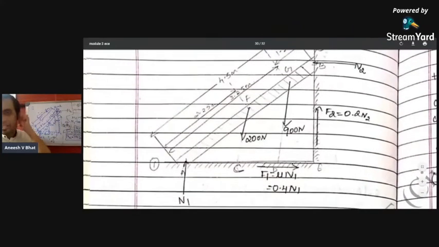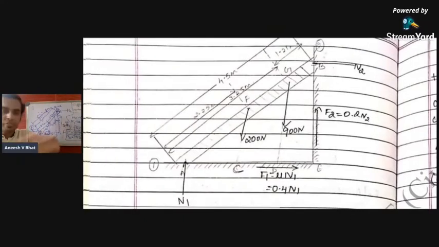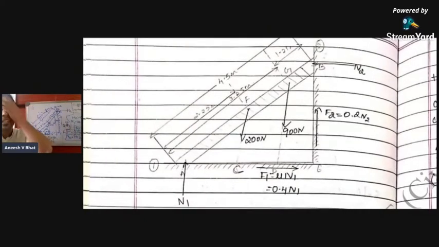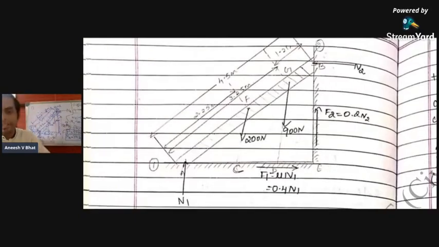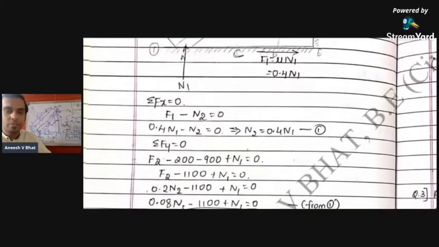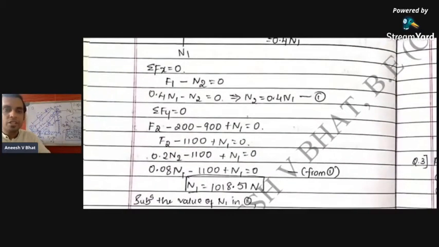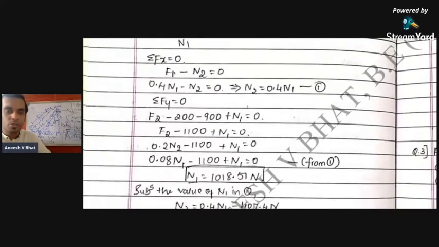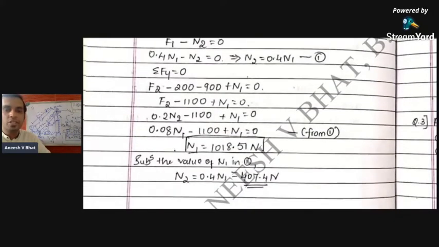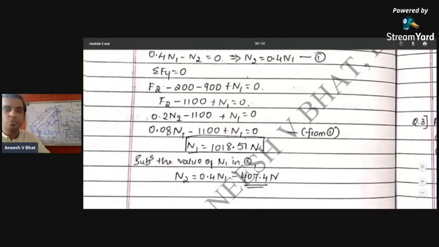So these are the steps. Now draw the free body diagram. All the forces here are non-concurrent, so you have to apply all 3 conditions of equilibrium. Applying the first condition of equilibrium, summation of Fx equal to 0, F1 minus N2 is equal to 0. Simplify it and find N2 in terms of N1, and consider this equation number 1. Now, apply the second condition of equilibrium, and by substituting equation 1, you can find the values of N1 and N2 straight away.